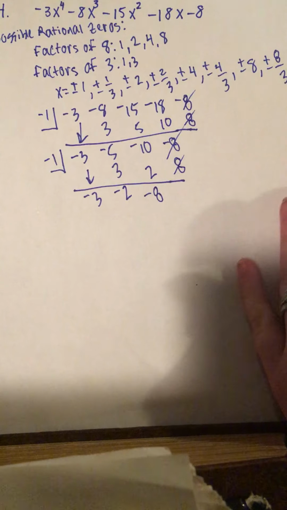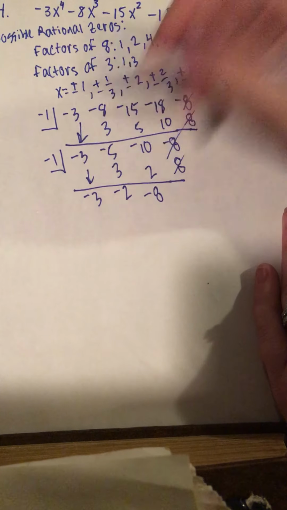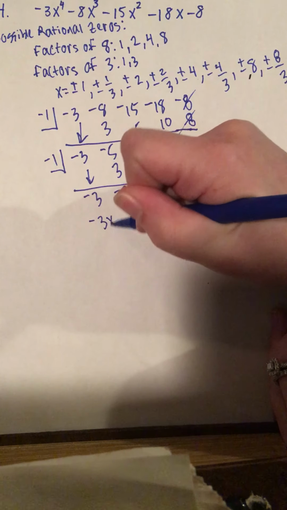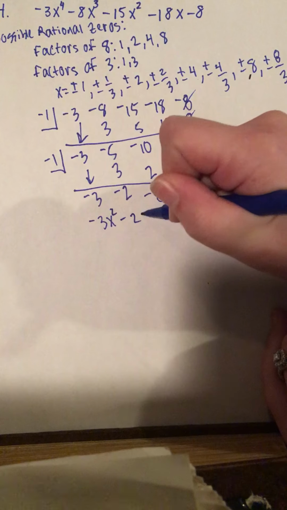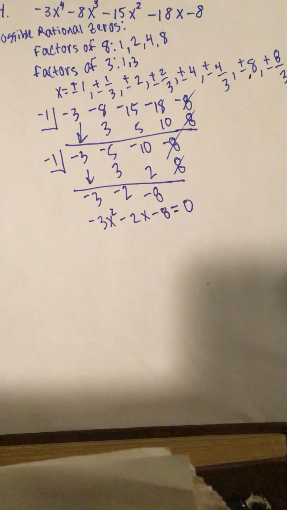Now we can put the variables back into the problem. So we're down to a quadratic now because we started with the 4th degree and we divided out twice. So it goes down to 2nd degree. So we have negative 3x squared minus 2x minus 8. And we want to set this equal to 0 so that we can find the rest of our zeros.